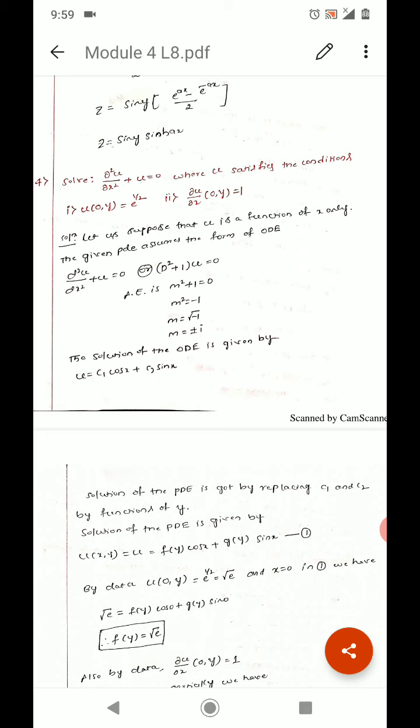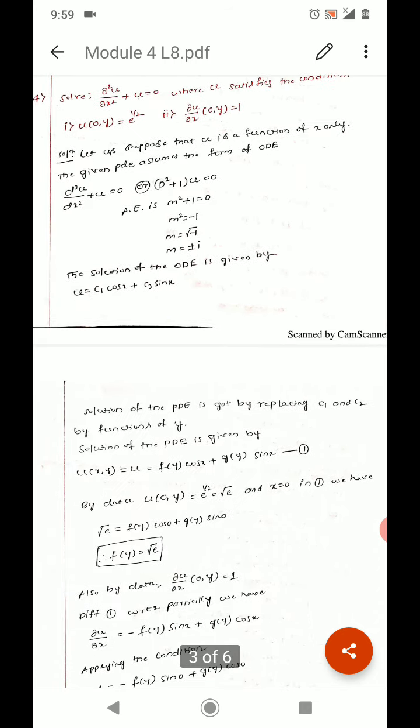Now suppose in the given partial differential equation u is a function of x only, therefore the PDE becomes an ODE. So we can write that as d square u by dx square plus u equal to 0. So that means d square plus 1 of u is equal to 0. The auxiliary equation is m square plus 1 equal to 0, and hence m is equal to plus or minus i. So this is a complex root. Here p is equal to 0 and q equal to 1. Therefore the solution becomes u is equal to c1 cos x plus c2 sin x.